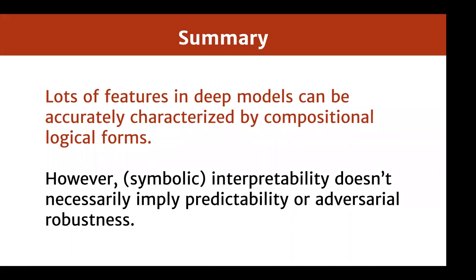Okay. So to summarize the first half of the talk, the main takeaway here is that lots of features in deep models for vision tasks, for NLP tasks, can be accurately characterized by compositional logical forms or by more general programs of the kind that we've been looking at. And you can use these to understand a lot about what your model does. And one of the things that you learn is that symbolic interpretability in this sense doesn't always translate into good behavior by the model, into predictability of model behavior or adversarial robustness. And I will stop here before going on to the second part.